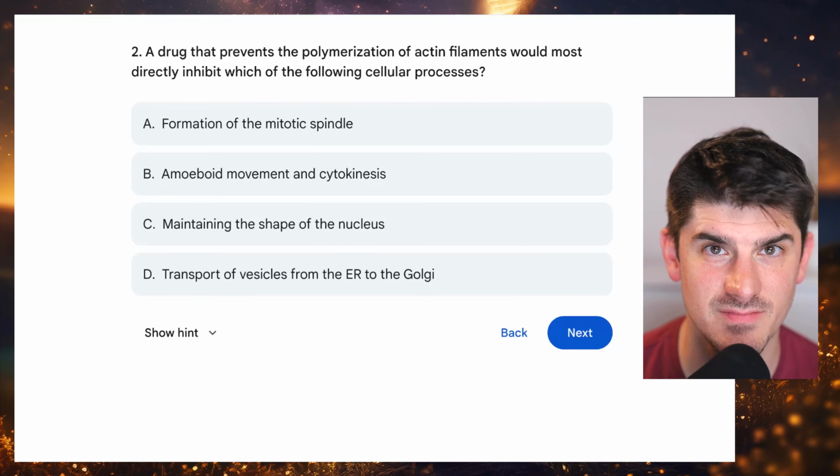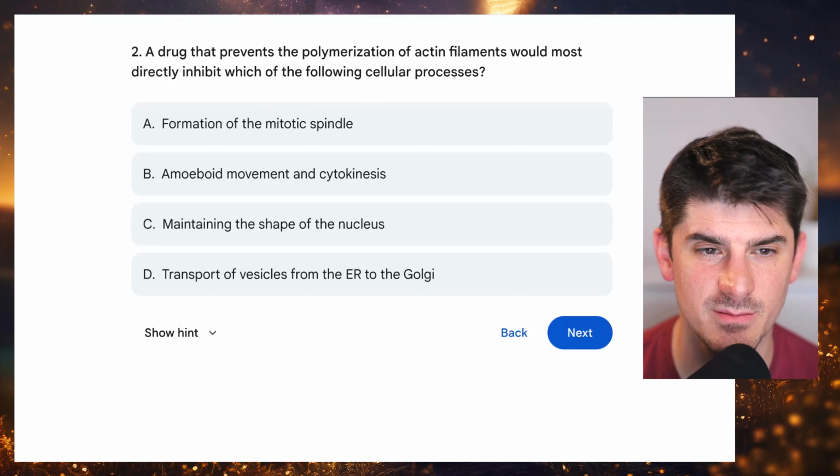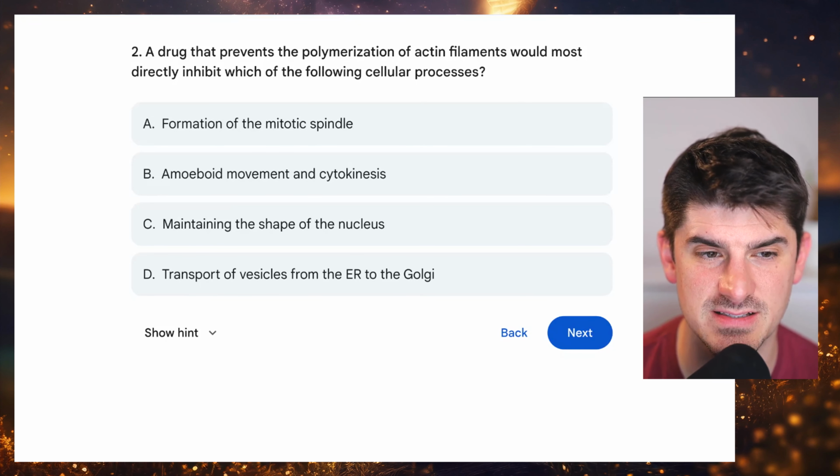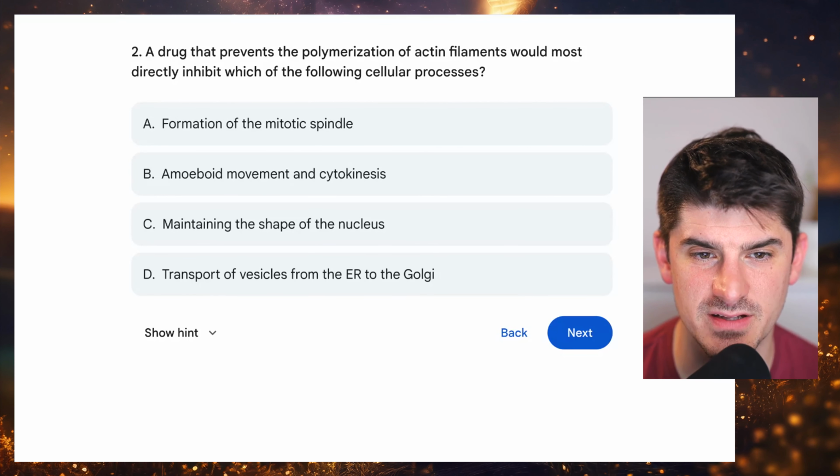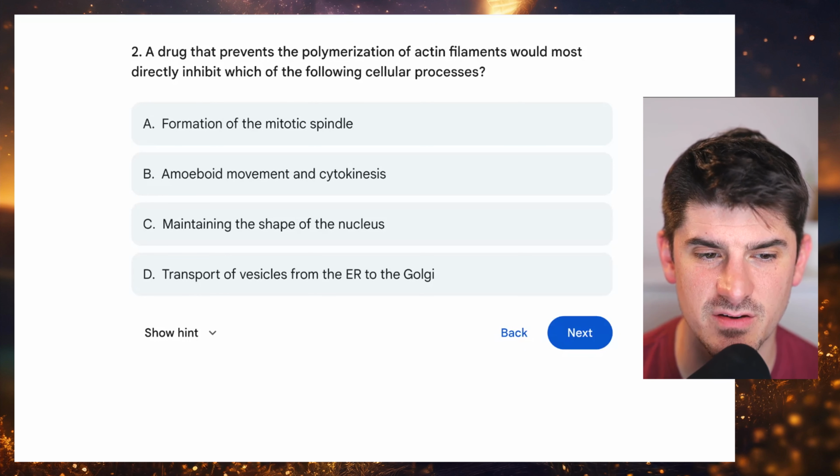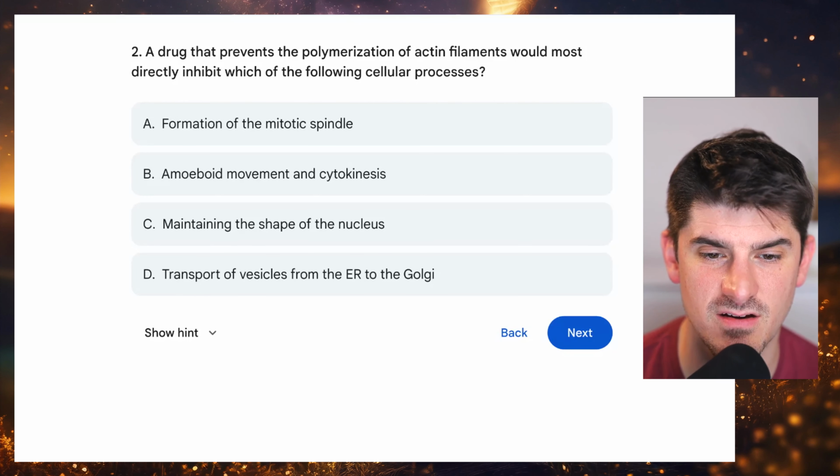done for the cells. Number 2, a drug that prevents the polymerization of actin filaments would most directly inhibit which of the following cellular processes? A. Formation of the mitotic spindle. B. Amoeboid movement and cytokinesis. C. Maintaining the shape of the nucleus. Or D. Transport of vesicles from the ER to the Golgi.